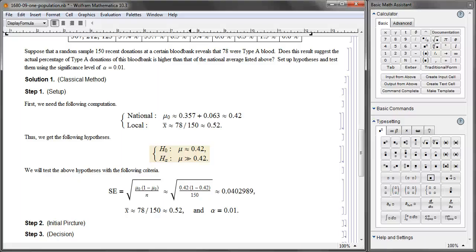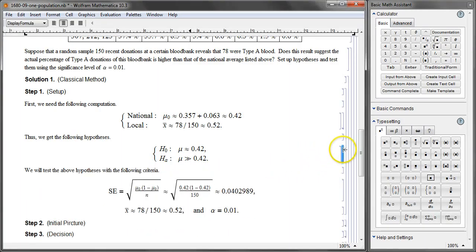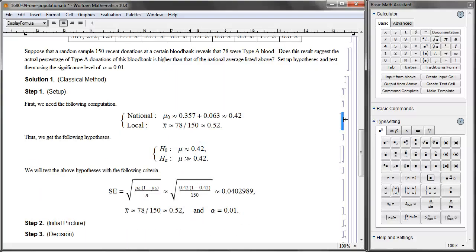By the way, if you want to be really precise, you may want to use this kind of notation because this is a proportion. Instead of mu, use pi. But then again, I usually don't like to do this because pi is usually reserved for something else, 3.14, that irrational number. And of course, you can do the same thing here. For proportion, the parameter is pi and the proportion is p. But again, p is usually reserved for probability in this course, so I don't really like to do that either. So I'd like to stick to mu and x as we have done before.